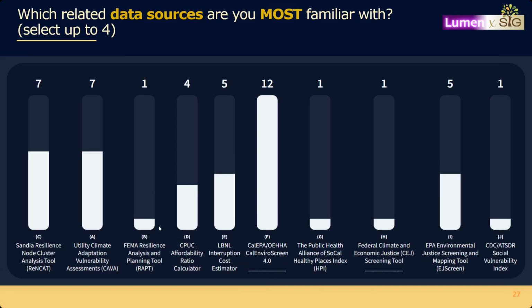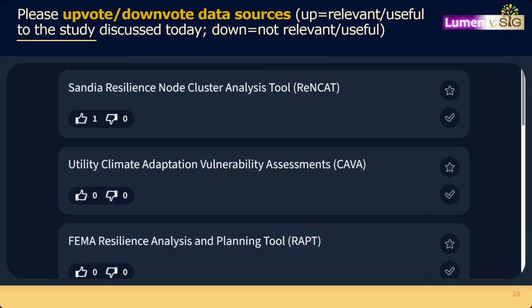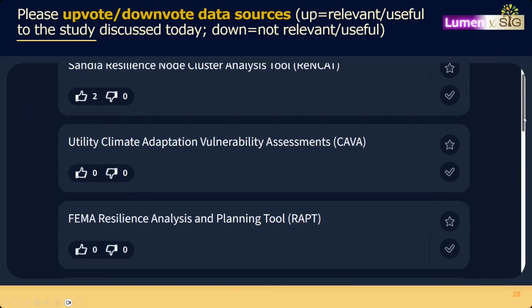So now I'm going to show you the same list, but ask you to upvote or downvote, for the data sources you're familiar with, based on what you think is the relevance to the study that we're describing today. So let me open that up for you. You'll see a list that I've pre-populated there. If you could just focus on the list first and upvoting and downvoting what you think is most relevant or not to the study, that would be good.